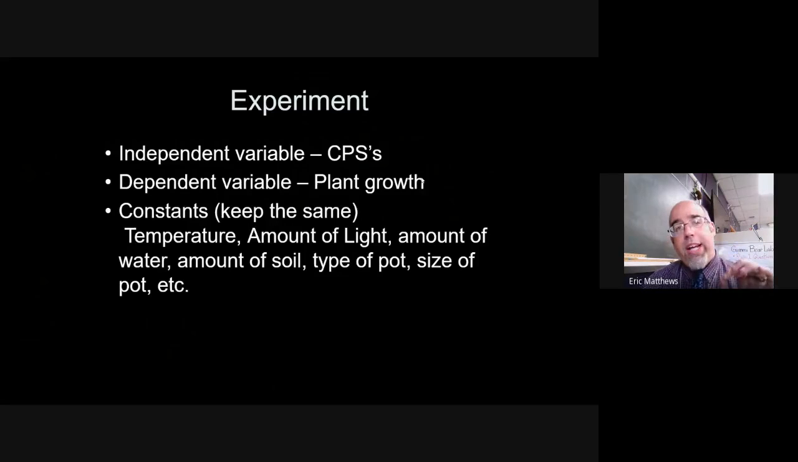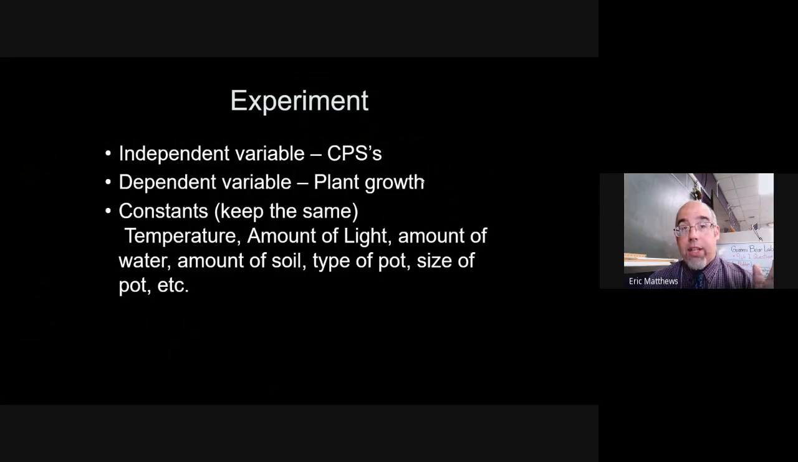There are 3 key things that you can keep in mind for this, and these 3 constants will work for almost every single experiment ever. Temperature, light, and water. Those 3 things will work for about 99% of all experiments that anybody does in biology.